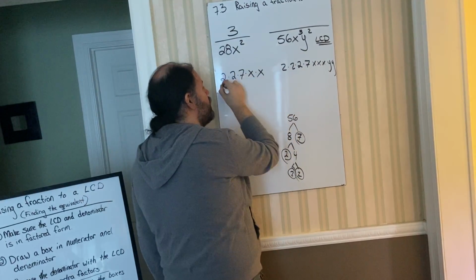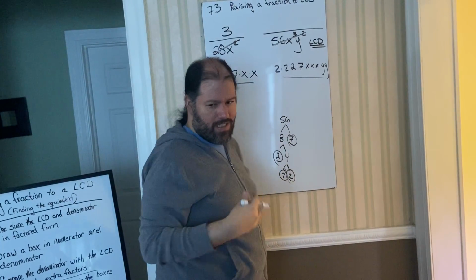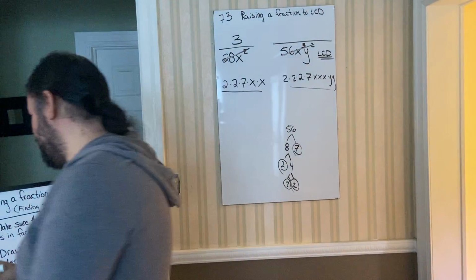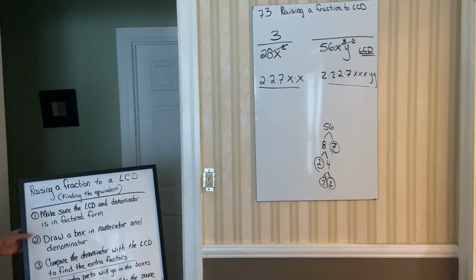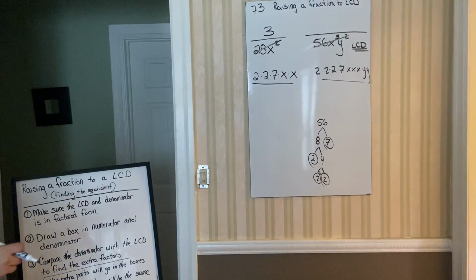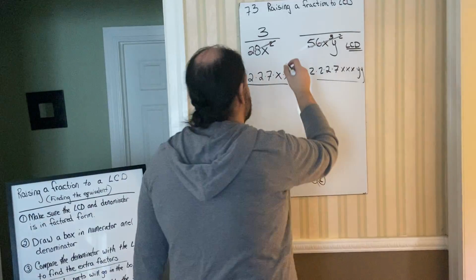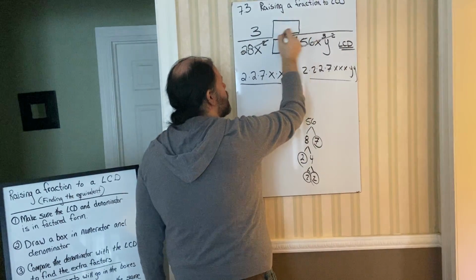So now that we have this and this, the factored forms, don't look at the original. Look at the factored forms. Okay? So that's step 1. Make sure the LCD in the denominator is in factored form. Then what we're going to do is draw the box in the numerator and in the denominator. Okay? So I have a box here, and I have a box here.